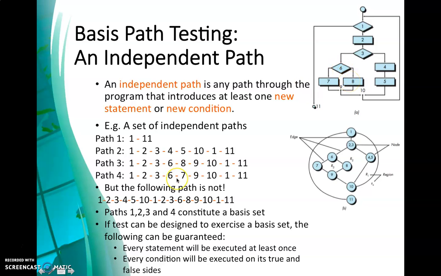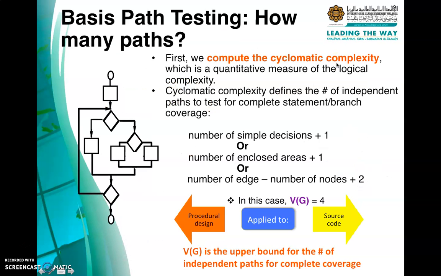For example, here you can see the third path: 1, 2, 3, 6, 8, 9, 10, and 1, 10, 11. So it's going to check both sides, the true and the false. This is the decision node. Okay, so now by using basis path testing, how many paths?